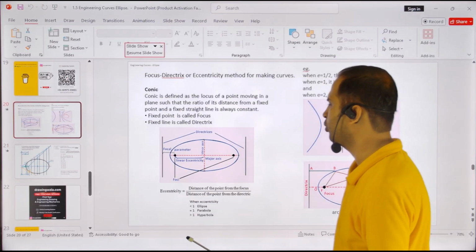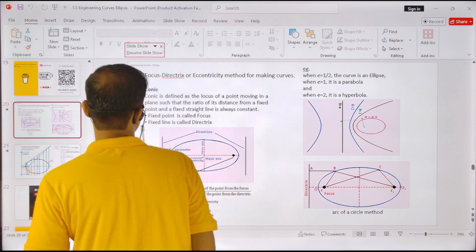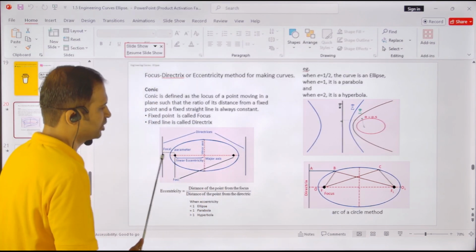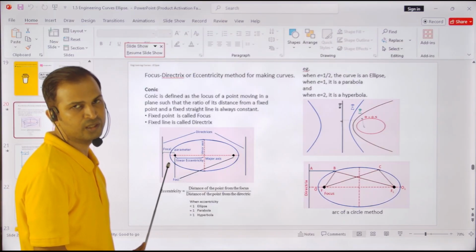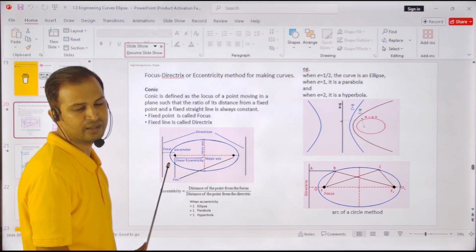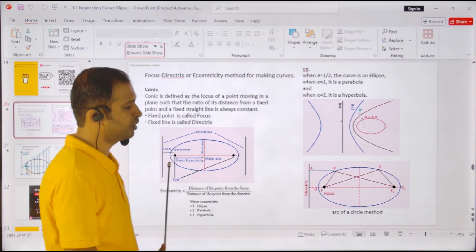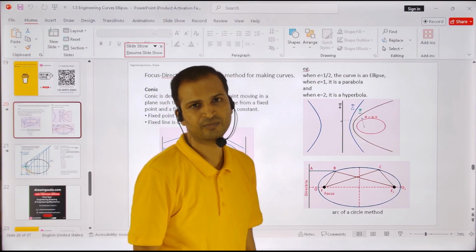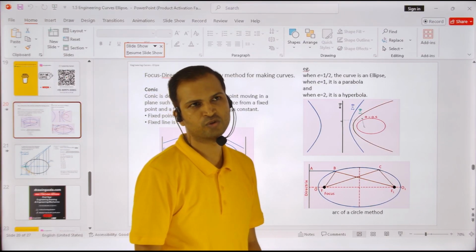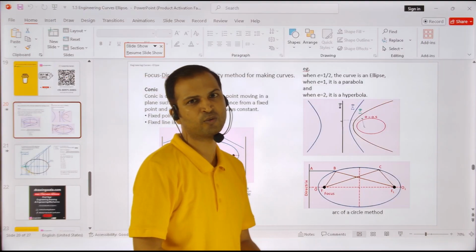I was trying to tell you that if the question is related to the distance of focus and directrix, it does not necessarily mean that it is the eccentricity method. The question can be of the simple arc of circle method. That is what we were discussing last time. And then you got confused, sir, why are you telling this and not that? So I was trying to explain.